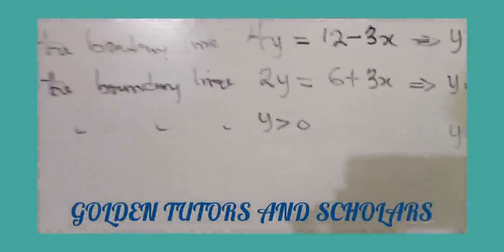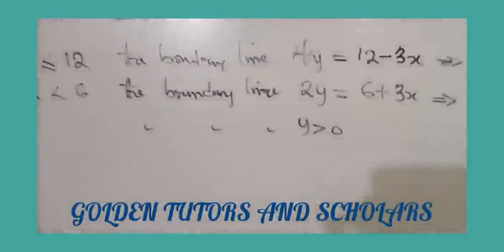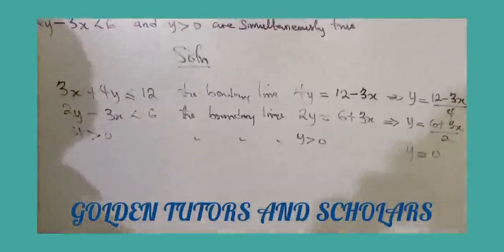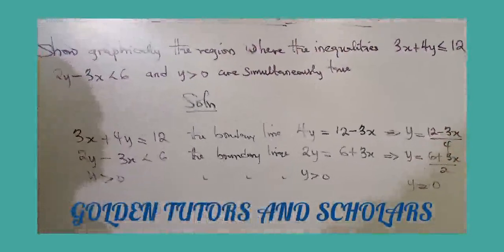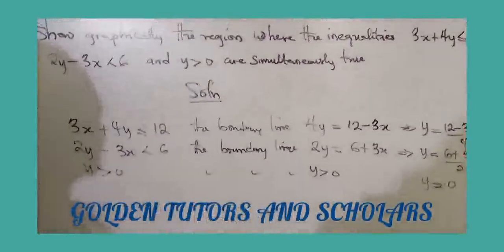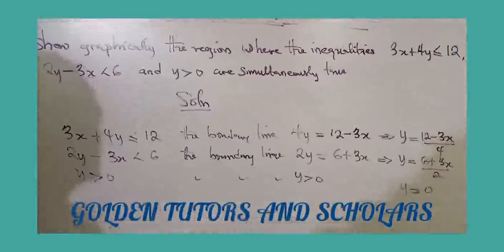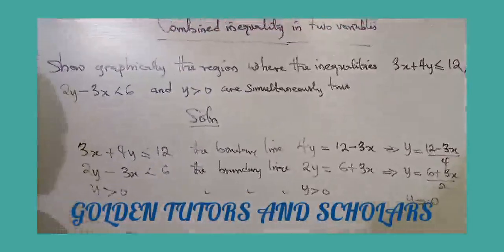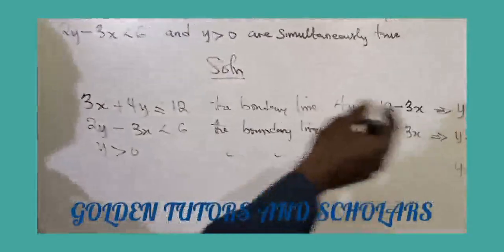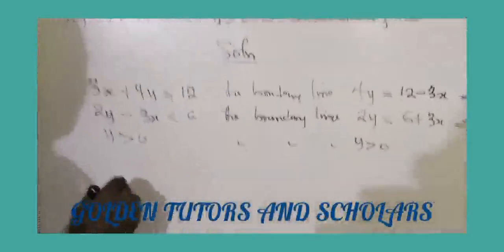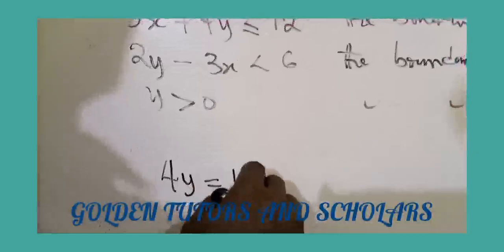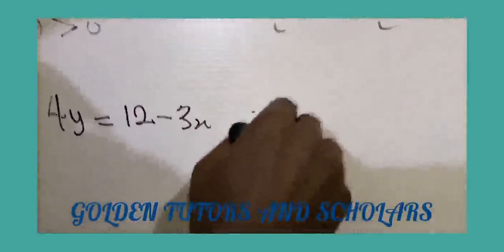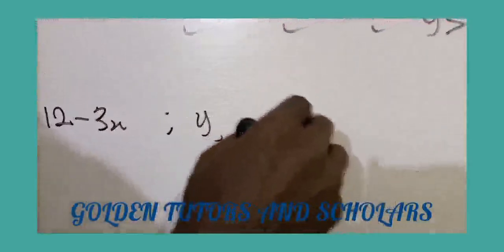Now, for us to determine the region where the set of solutions to this linear inequality lies, the next thing is to find the intercepts of x and y. How do we find the intercepts of x and y? Using the boundary lines, we are going to determine the values. Let us find the value of y where x is equal to 0.